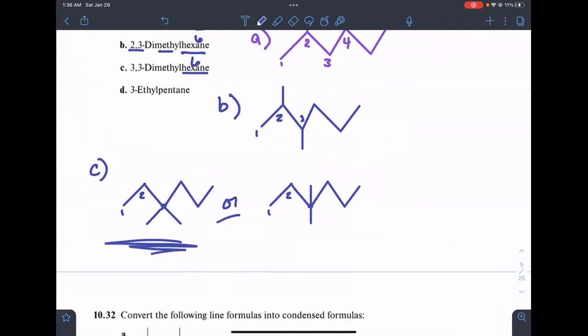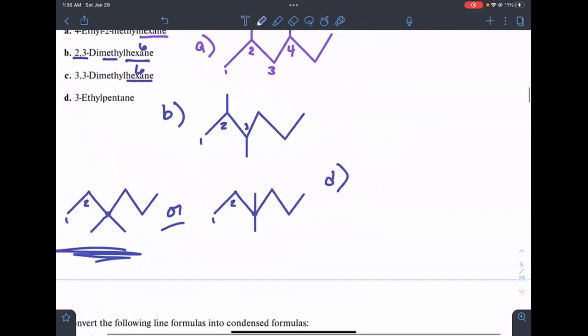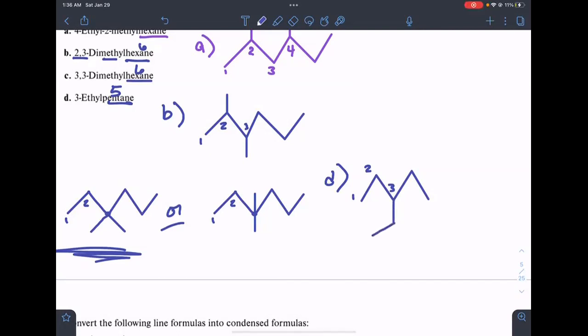This one's more realistic. Okay, D, 3-ethyl pentane. So pentane, we only have 5 now, right? And ethyl is 2. So we go 1, 2, 3, 4, and 5. And now I'm looking for carbon 3. 1, 2, there's carbon 3. So now I'm going to come down with an ethyl. So that's 1, 2, because an ethyl group is 2 carbons long. Okay. So that should be pretty good. That takes you through going to line formulas from a bunch of different things.